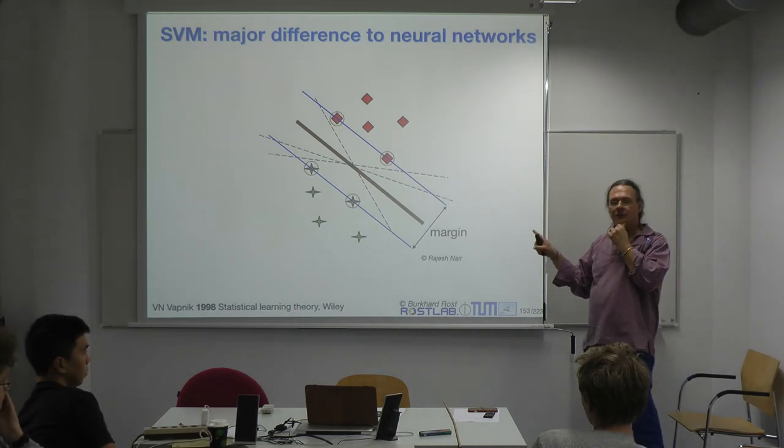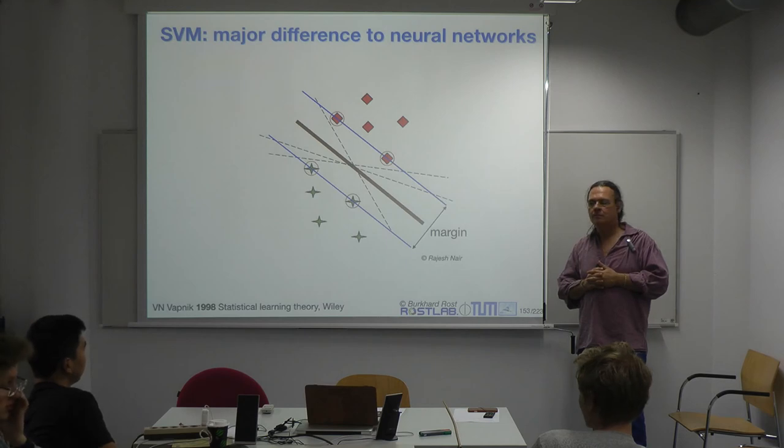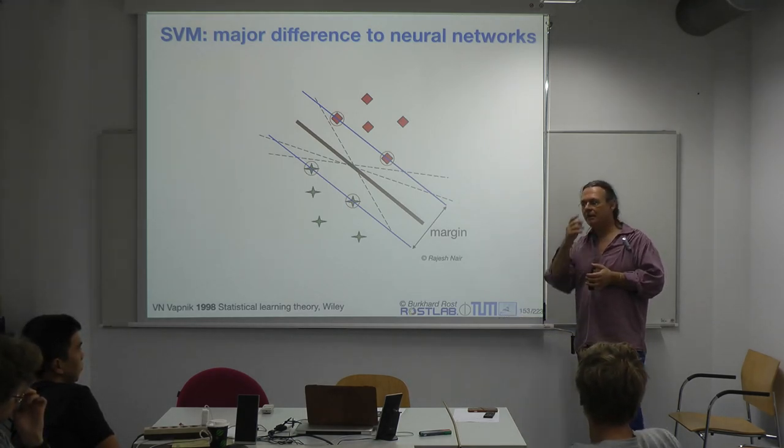With that, you immediately see the strength and the weakness of the SVM. What is the strength? It's very good for classifying things that are not clearly separable. You're way ahead.